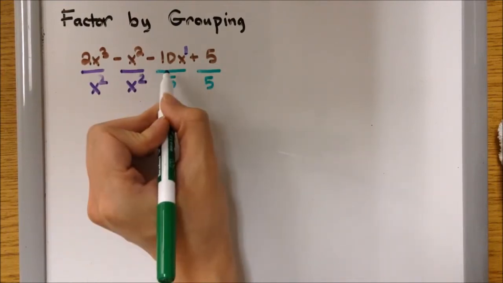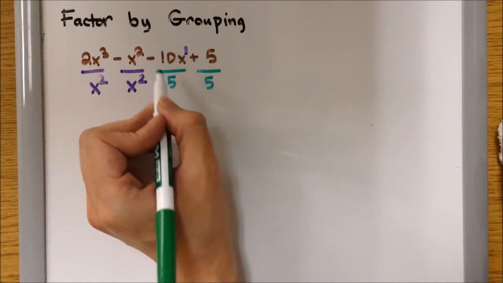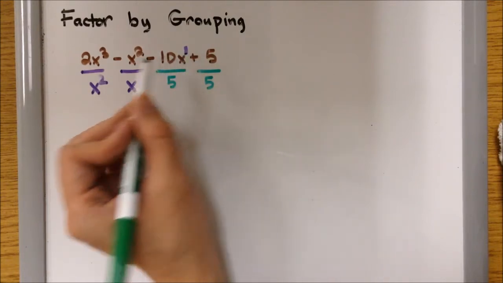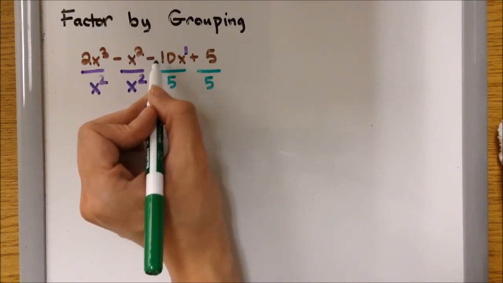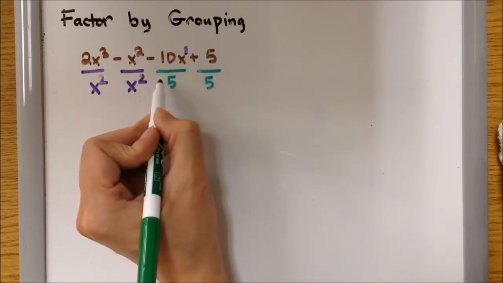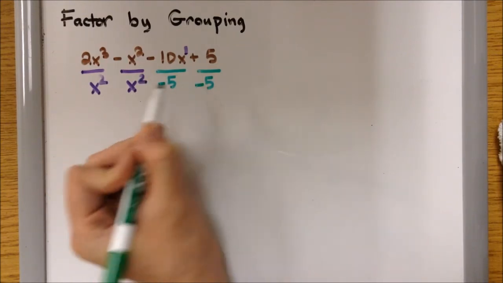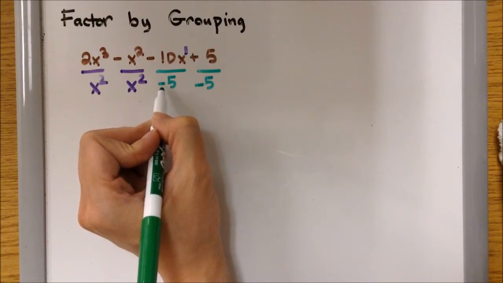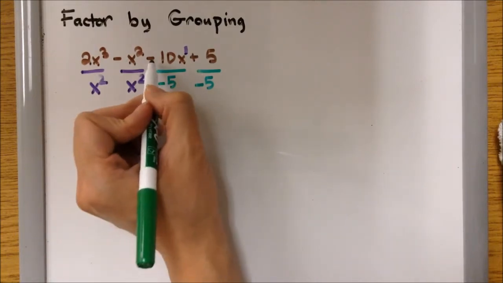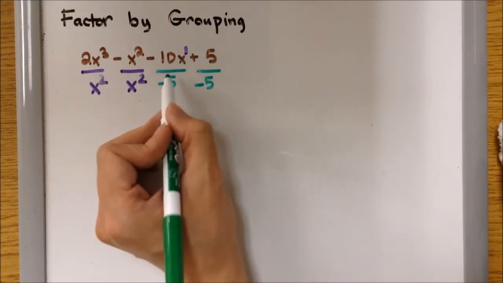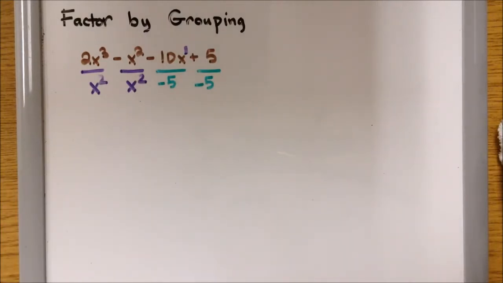Now, on the right side, the last two terms, what comes first is the negative 10x to the 1 power. Since the first term is negative, instead of just factoring out positive 5, I'm going to factor out negative 5. Again, I did negative 5 because the first term of the second half is a negative. So I'm going to factor out the negative.